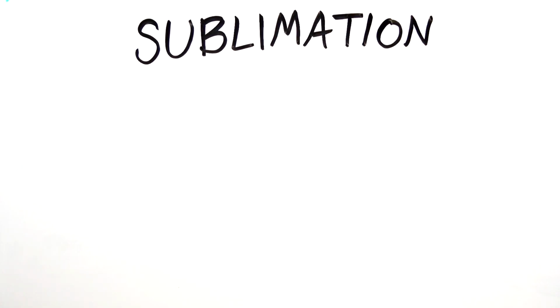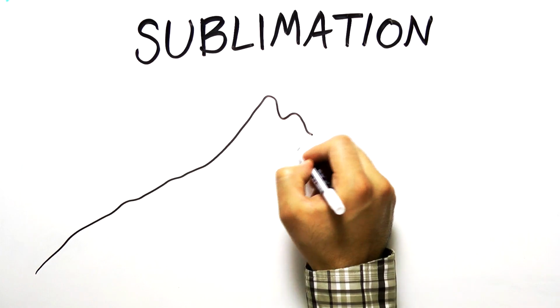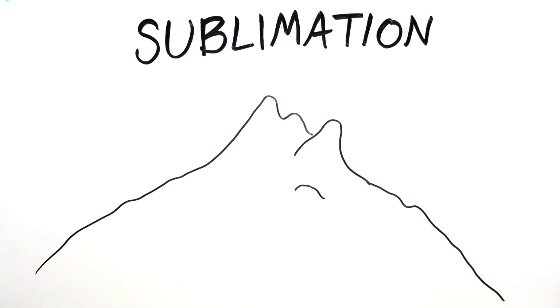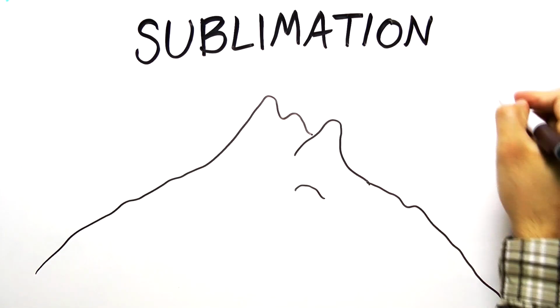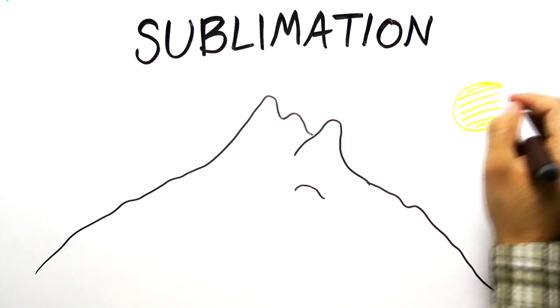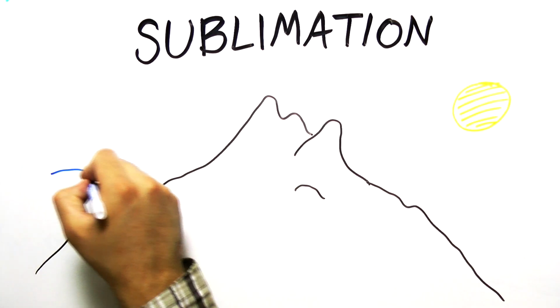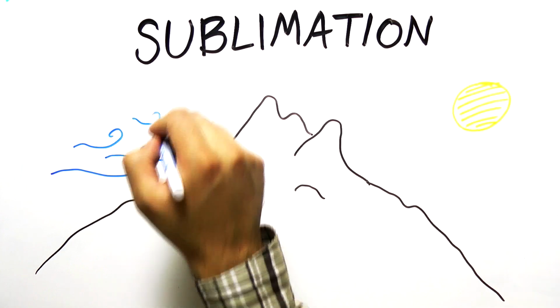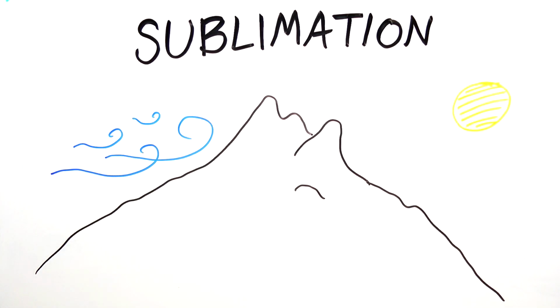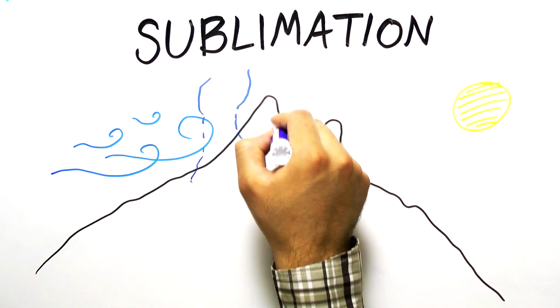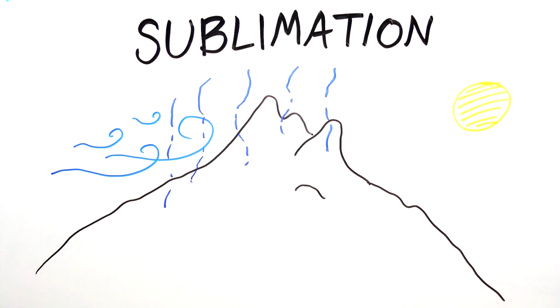What is sublimation, you ask? It's the phenomenon where ice and snow are transformed directly from a solid into a gas. It occurs in areas of extreme cold, with low humidity and lots of sunlight. High winds and low air pressure also contribute to it. The summit of Mount Everest is a prime example of these conditions.